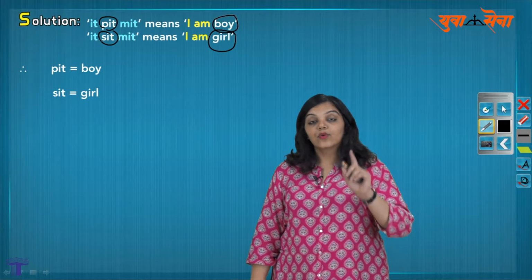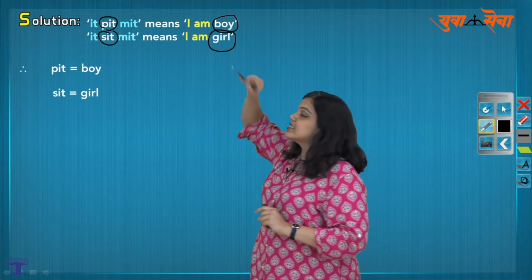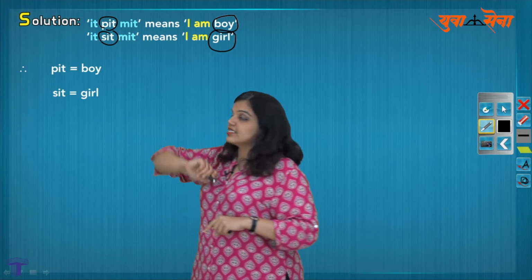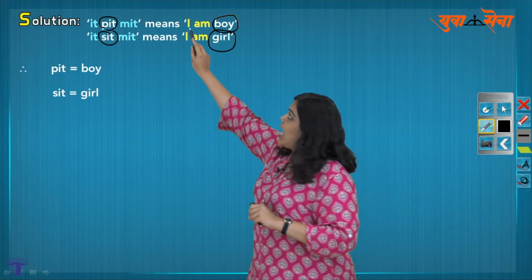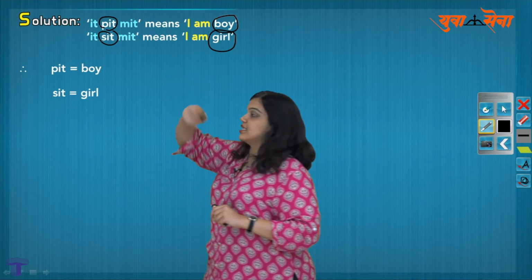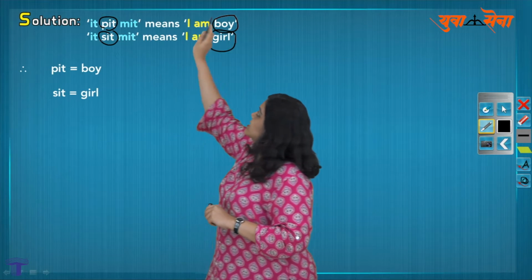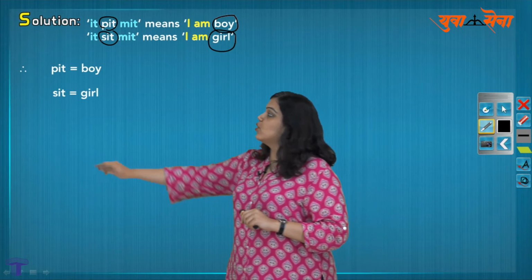All we had to do was recognize which were the words that overlapped in the sentences given to us, and then all the words that overlap in the translated sentences stand for these words. So again, let me repeat, I am was represented by it and mit because they were repeated in the translated sentences, and these extra words represented boy and girl respectively, and so the answer to this question is the word sit.